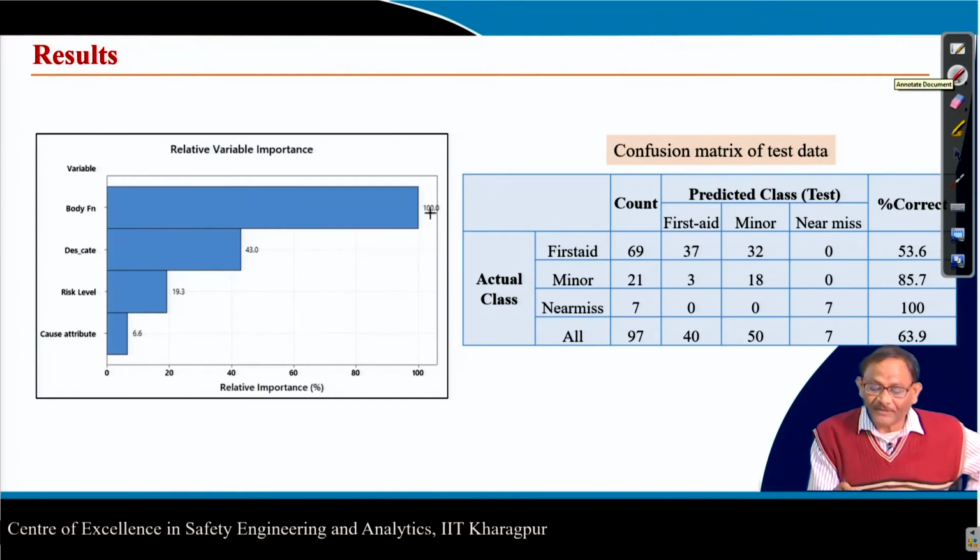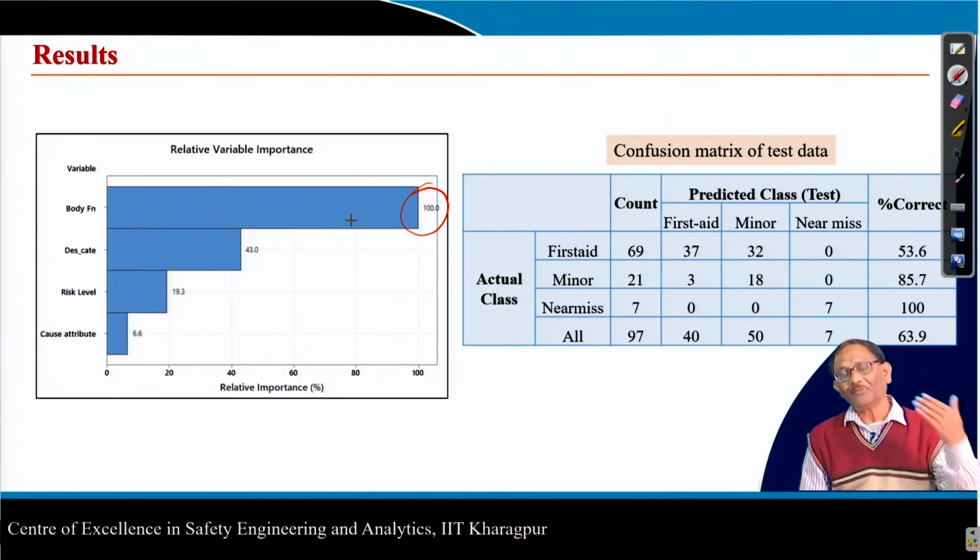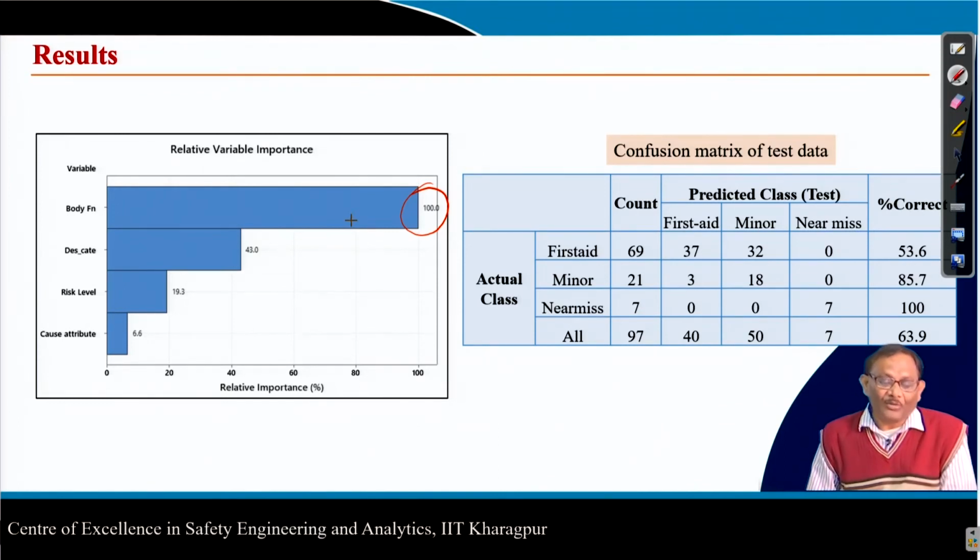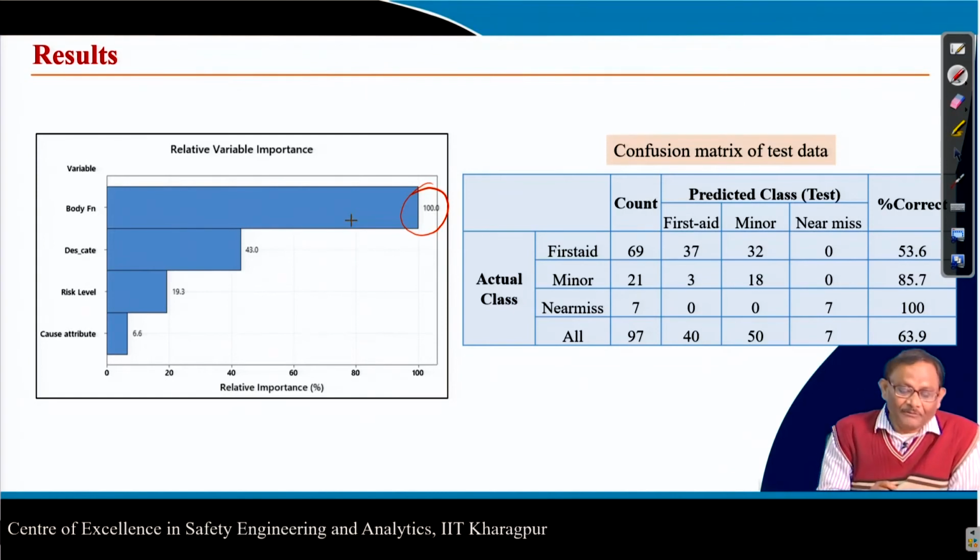The most important variable influence is considered to be 100. It is nothing but from the gain point of view, impurity reduction point of view. Body function or body parts, what is the total involvement in reducing the impurity? So that one is the maximum, followed by designation, followed by risk level, followed by causal attribute.